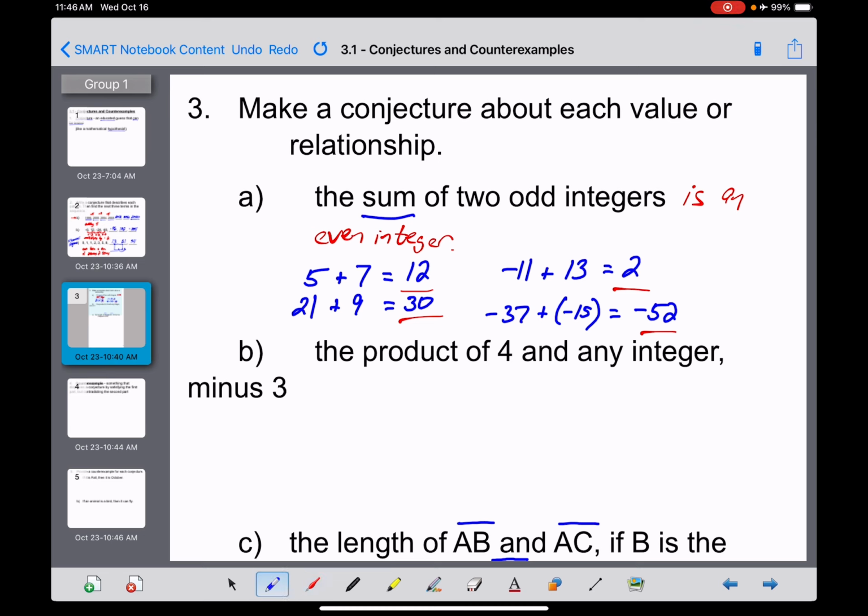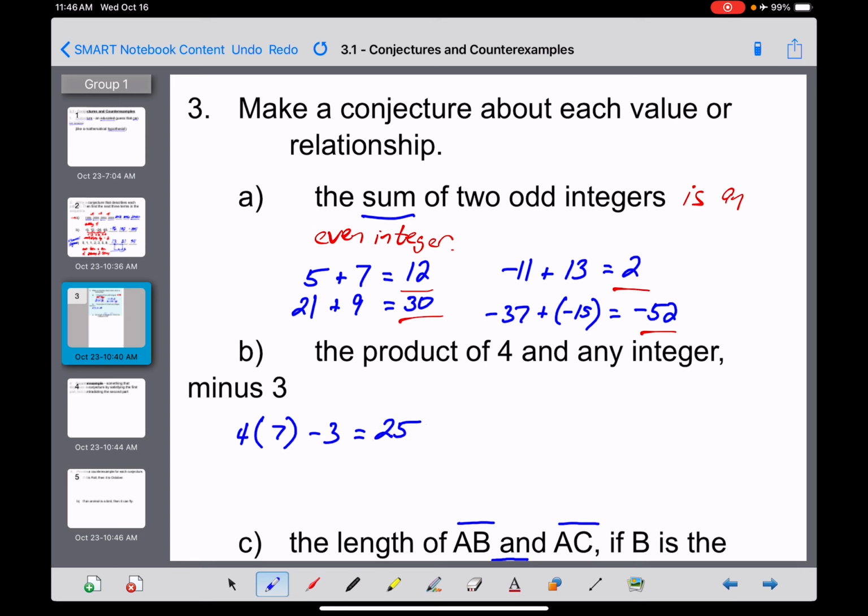B is a little bit weird. How about the product of 4 and any integer and then minus 3? So let's try it. Product means multiplication. So 4 times an integer, let me go with 7, and then we're going to go minus 3 and see what happens. We have to do multiplication first. So 4 times 7 is 28. 28 minus 3, 25. That doesn't tell me much.